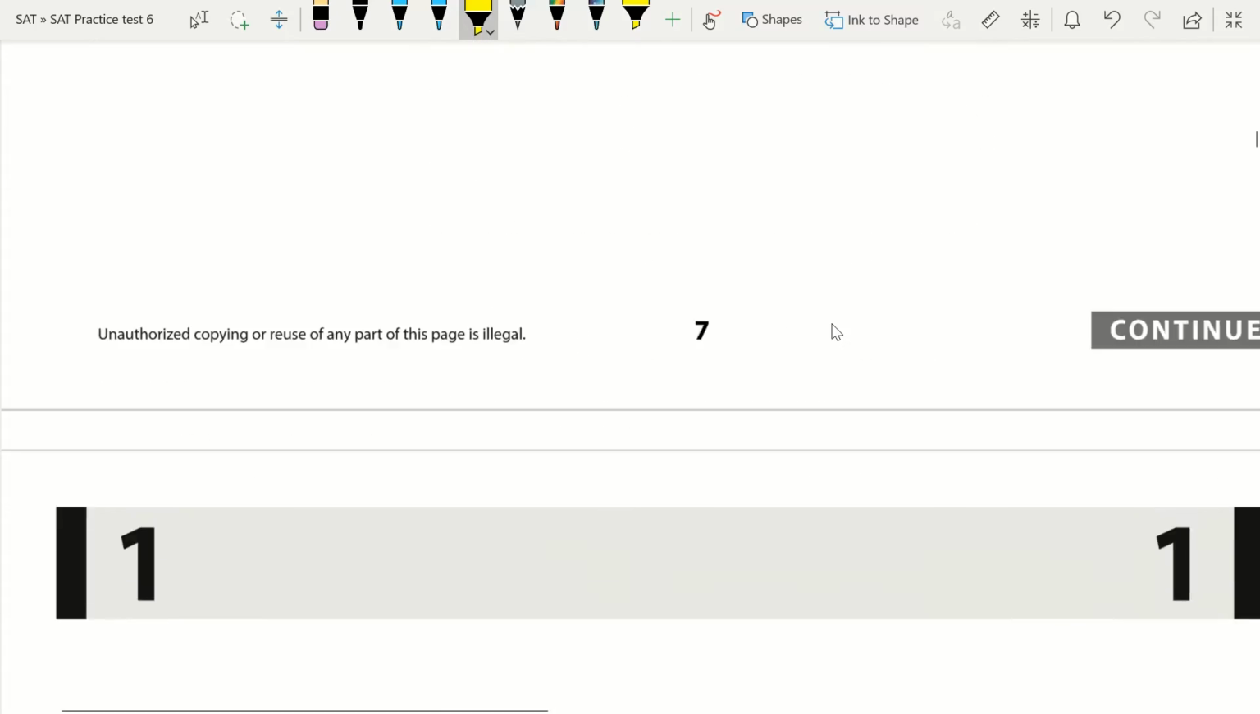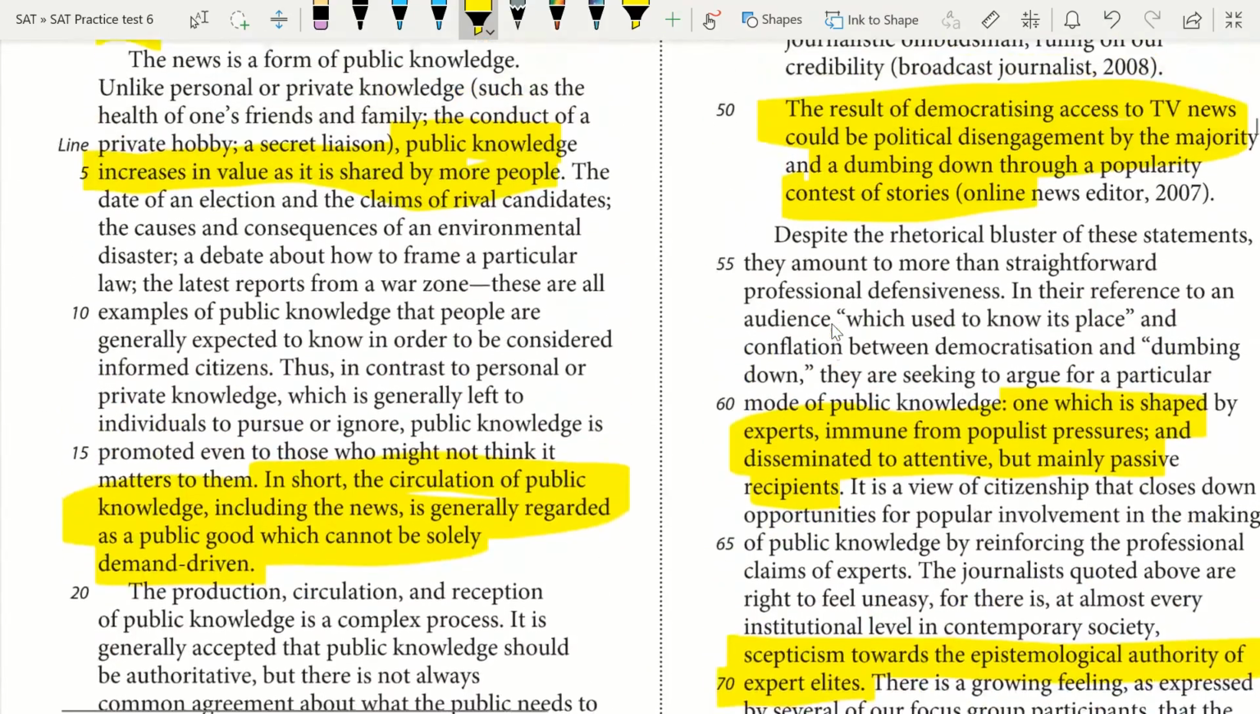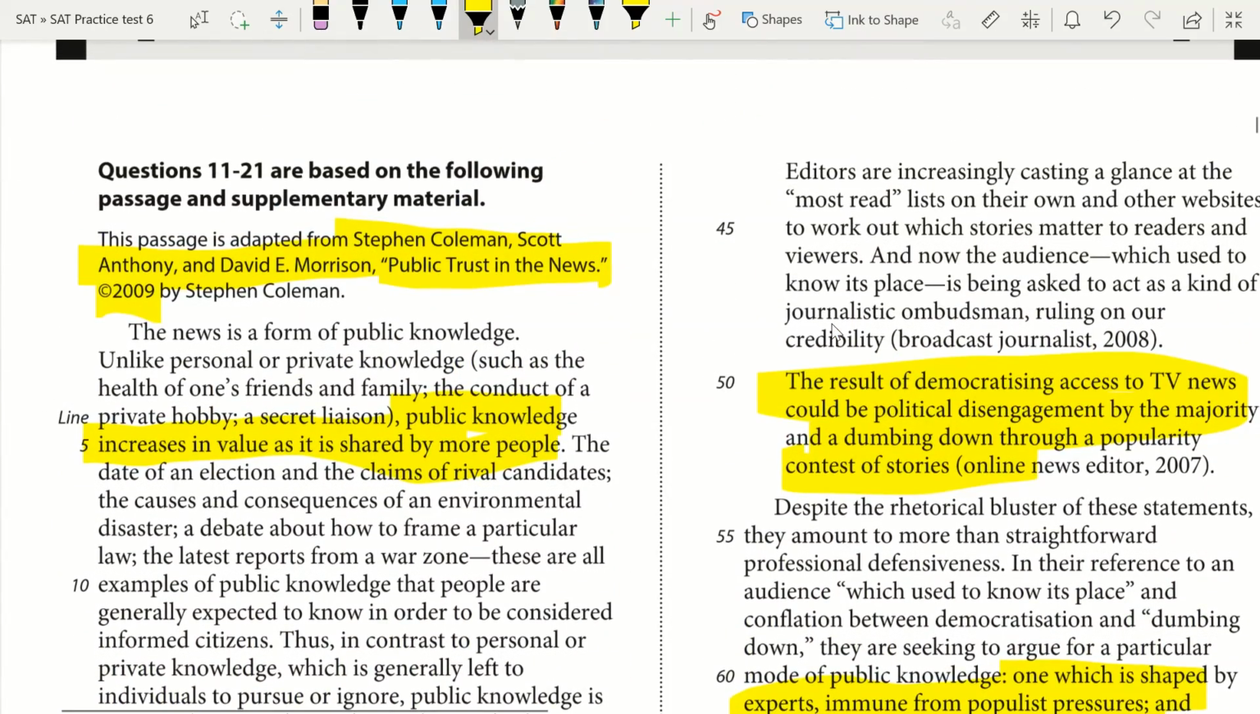Okay, and then we've got our table. All right, so why did I highlight the things I highlighted? Let's quickly go through that, and then we'll get into the questions. Okay, so as always up top, we've got a little intro here. I'm always going to make sure I highlight my title, my copyright year, and my authors, so I did that up there. Next thing we have is public knowledge increases in value as it's shared by more people.